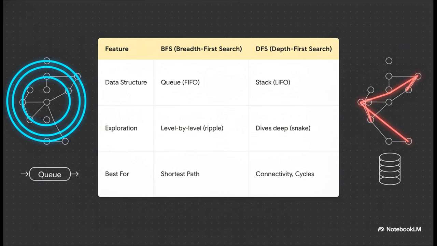Breadth first search, BFS, uses a queue. Think of it like dropping a rock in a pond. It explores level by level, like a ripple spreading out. It's perfect for finding the shortest path. Depth first search, DFS, uses a stack. It dives as deep as it possibly can down one single path before it backs up, exploring more like a snake slithering through a maze.